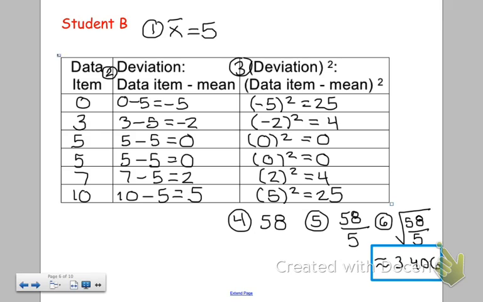So, were you right? Student A ends up having the smaller deviation here. Okay? So what that tells us is that student A had less variation of the score. Their standard deviation was lower. Student B had more variation in their scores. Their standard deviation was higher or larger.